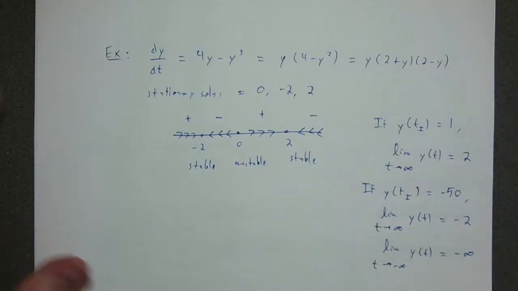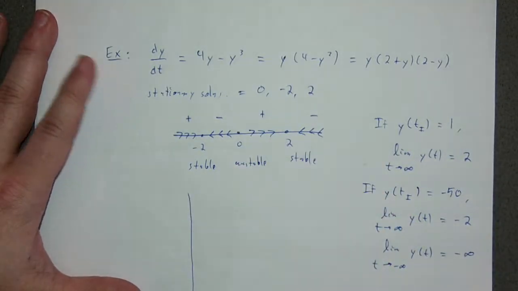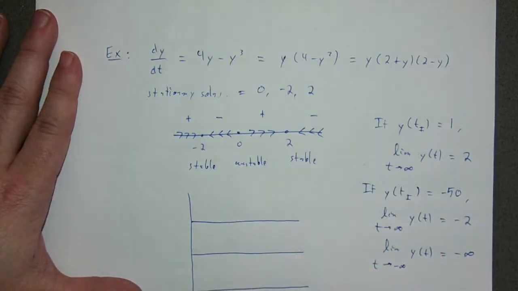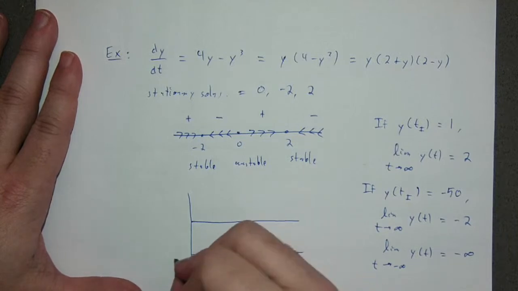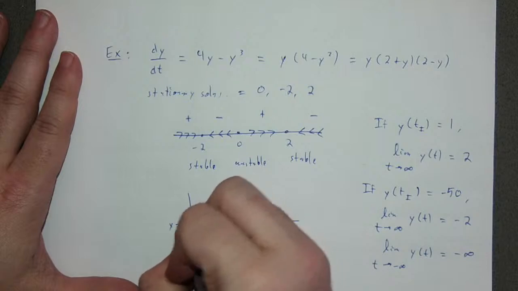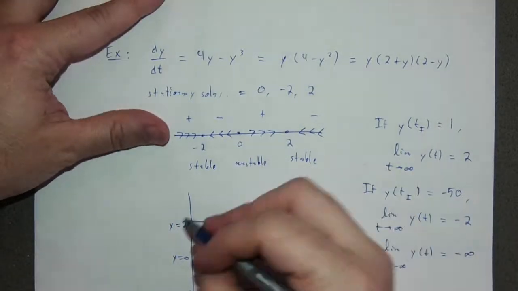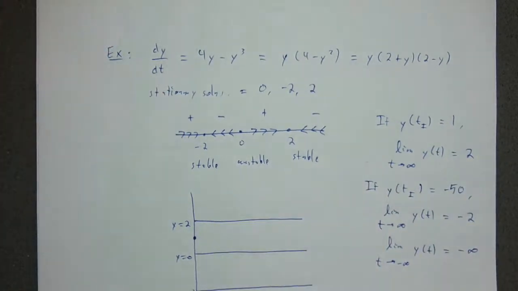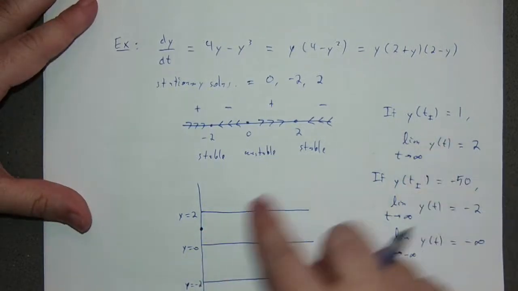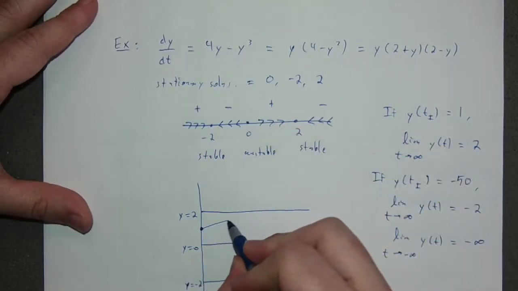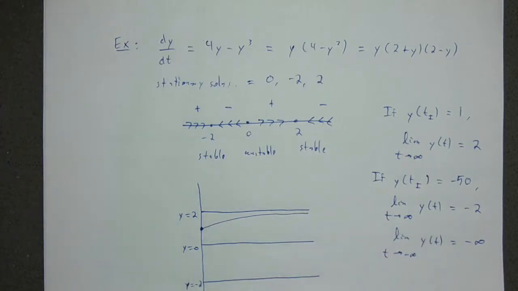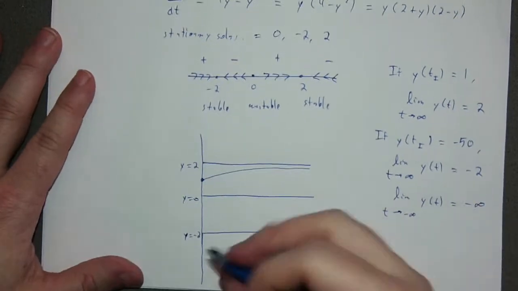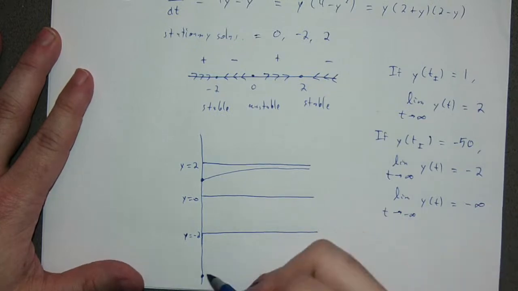All right. If I wanted to sketch a few potential solutions here, my stationary solutions are pretty easy to sketch in. There they are. Here's y equals minus 2, here's y equals 0, here's y equals 2. Again, if my initial value is 1, then I am increasing to 2. If my initial value is minus 50, and I'm here, I'm increasing to minus 2.